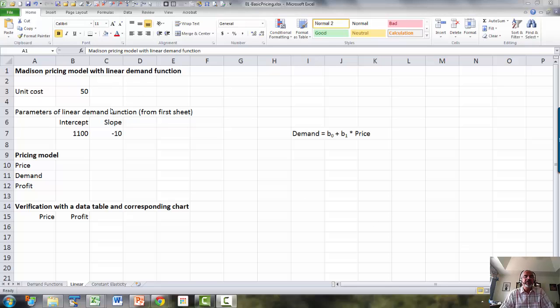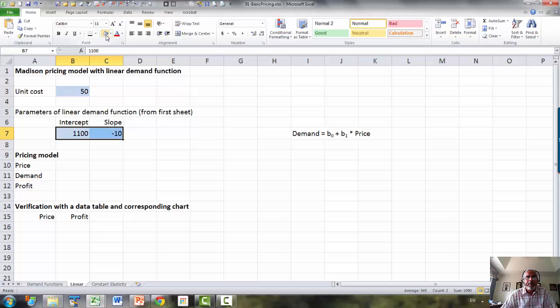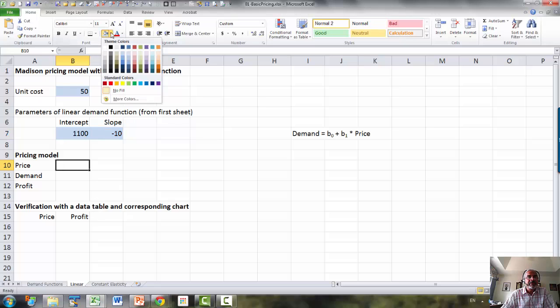Once we have the coefficients, the rest is pretty standard stuff. It's easy. So let's first color code unit cost, intercept and slope. Okay, and we want a linear model here. So pricing model, price is the changing cell for us.